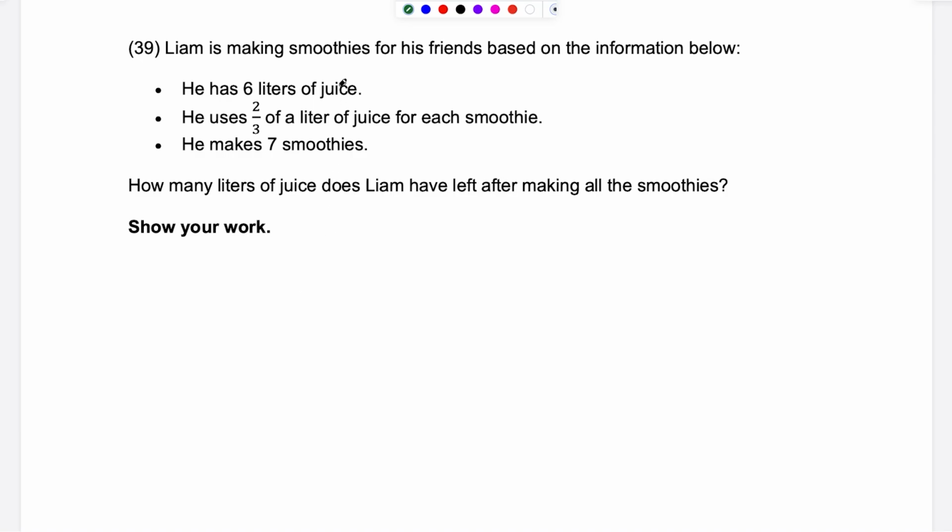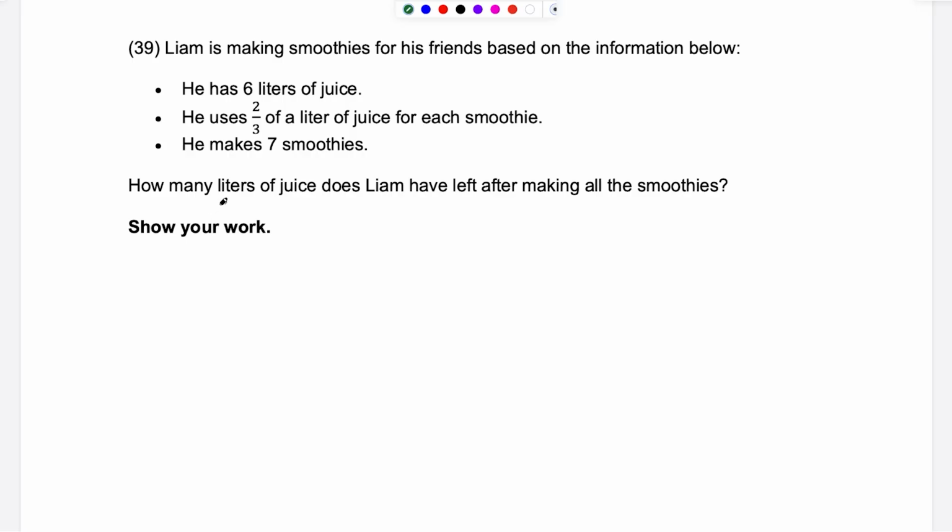Question 39: Liam is making smoothies for his friends based on the information below. He has 6 liters of juice. He uses 2/3 of a liter of juice for each smoothie, and he makes 7 smoothies. How many liters of juice does Liam have left after making all the smoothies? And we have to show our work.